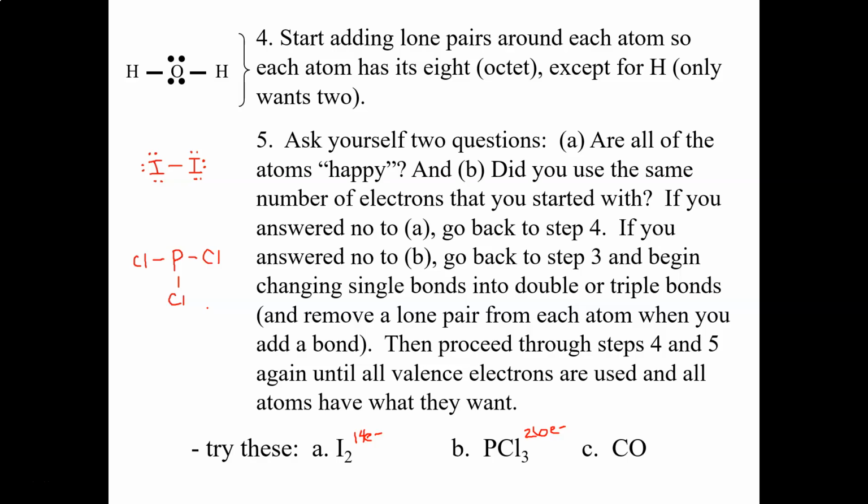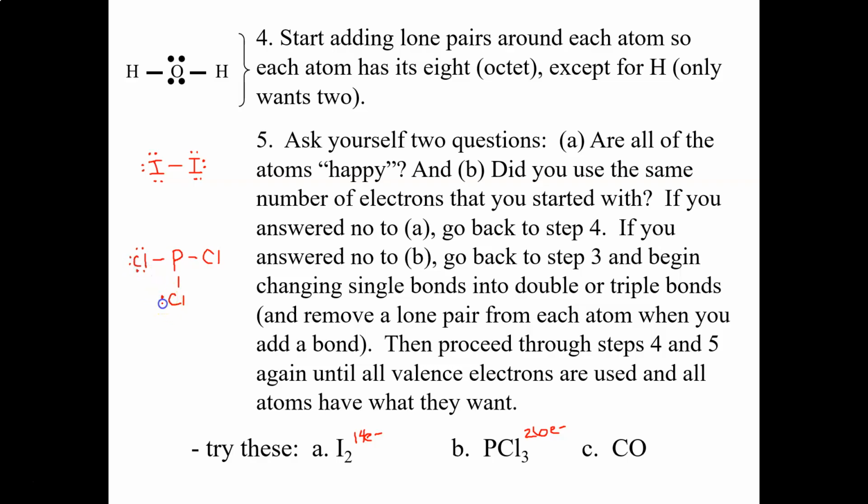Step 4, add in lone pairs around each atom so they get what they want. Remember, everything wants 8 except for hydrogen. Well, none of these are hydrogen, so they all want 8. So how many does this chlorine have right now? Well, it only has these 2 from this bond. So it's going to need another 2 here, and another 2 here, and another 2 here.